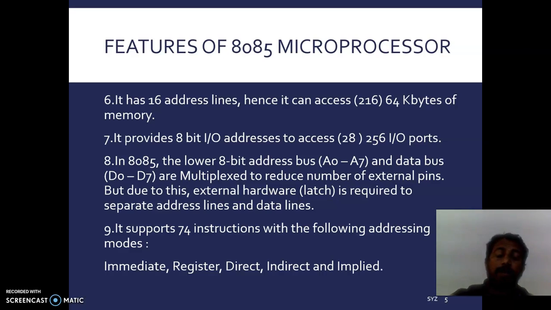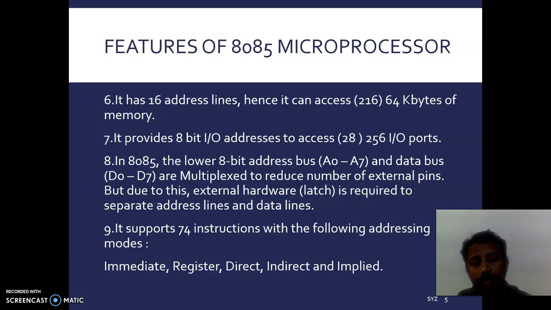We can access this memory, but it is not internal to your microprocessor. It has been connected outside your microprocessor. In 8085, you have an 8-bit lower-order address bus, which is multiplexed with the data bus. So these two are multiplexed. The higher-order bits are separate.